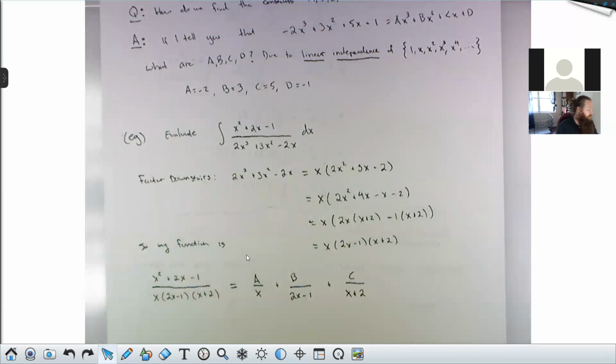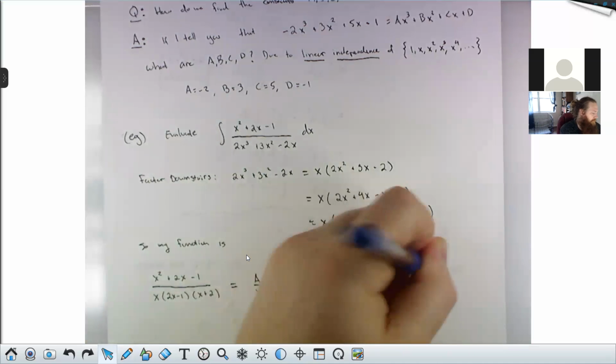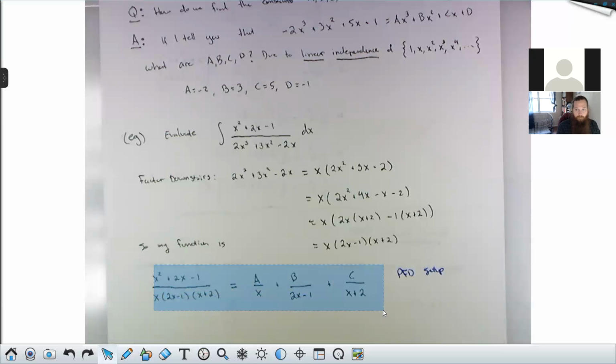This line right here is called the PFD setup. You will have problems in your homework and problems on the test that say, just give me the PFD setup. Don't evaluate the integral, don't do any partial fractions work beyond that. Just give me the PFD setup. This is what I want. WebAssign just wants this, right? When they ask you for the setup, they just want this.